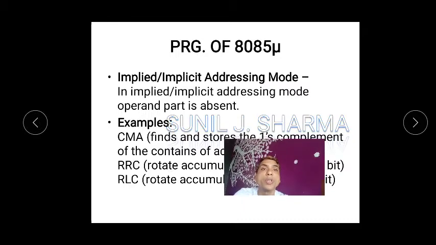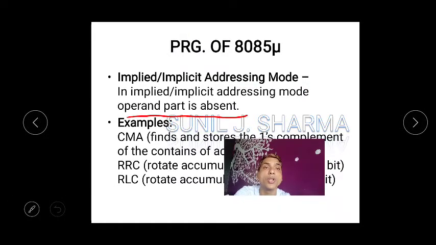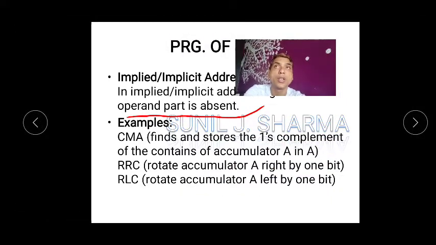Now we will be going with the implicit or implied addressing mode. In implicit or implied addressing mode, the operand part is absent. Very important. We don't have any operand, like register, data, memory or address. We have directly only instructions, like CMA. Most of these instructions are associated with the accumulator, that is by default. Now what do you mean by CMA? Can you see that after CMA we don't have anything, so we don't have any operand part.